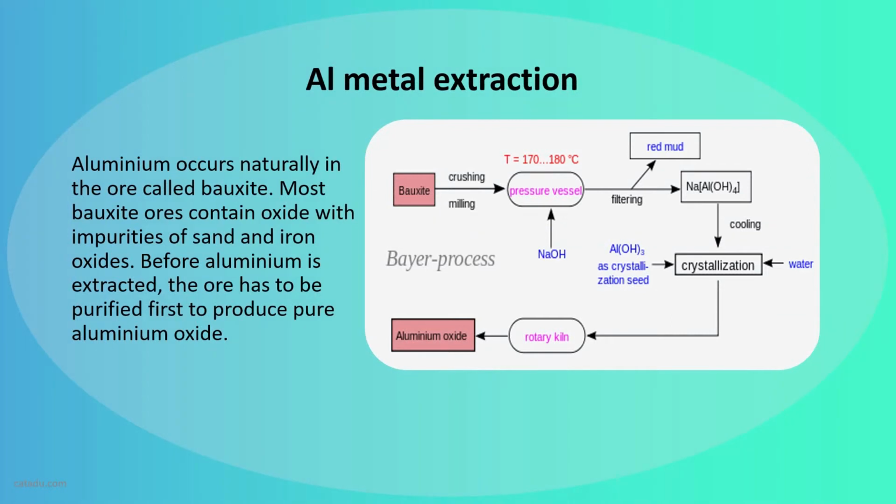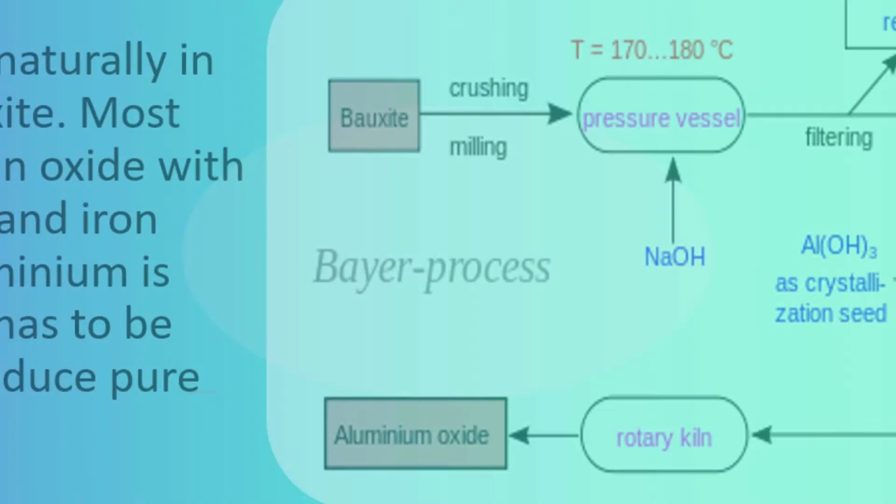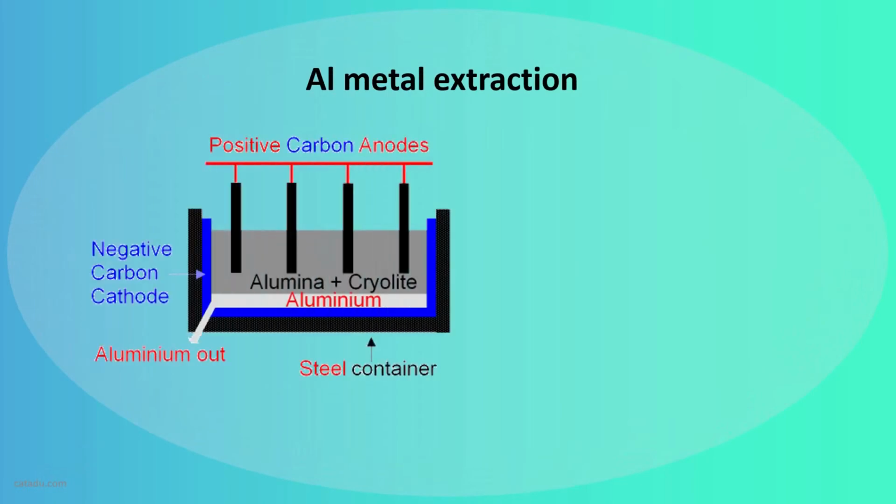Aluminium oxide has a very high melting point. To reduce the melting point, we use cryolite. Cryolite is sodium hexafluoroaluminate, which loosens the bond between aluminium and oxygen. The melting point is now about 950 degrees. And here a steel melt container is used. Anode and cathode both are made of graphite.